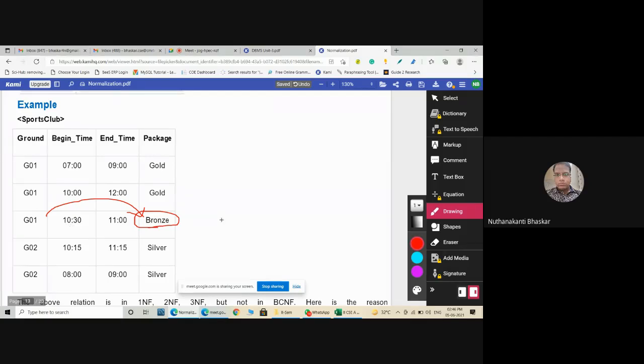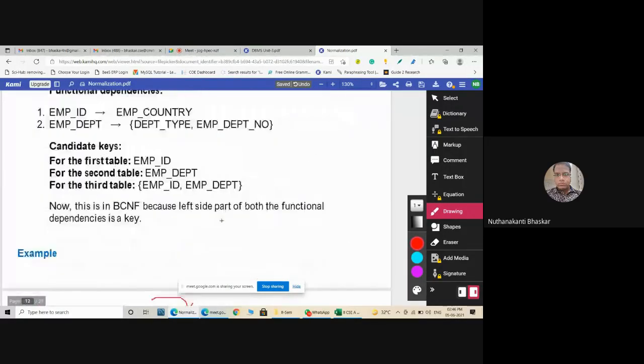That particular X determines Y means X must be a super key. But here this is not a super key, or maybe it is not a key, because if you observe, G01 gold, G01 gold, but G01 bronze. That's why it is not depending. Same like this also. Here also the same problem.